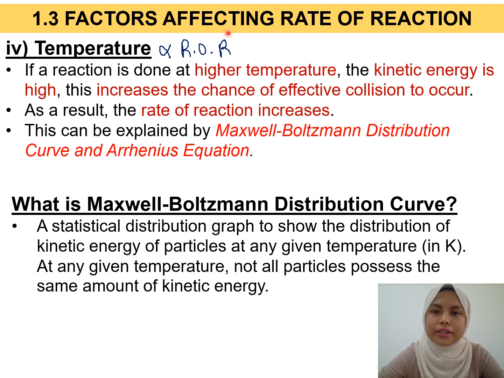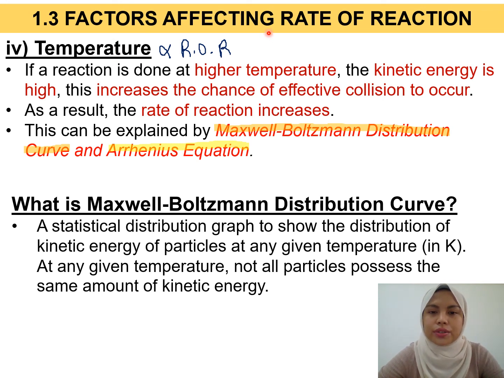Okay, so pasal temperature yang affect the rate of reaction ni, it can be explained more by doing the Maxwell-Boltzmann distribution curve or Arrhenius equation. Okay, so Maxwell-Boltzmann distribution curve akan menerangkan pasal faktor temperature affect the rate of reaction, also Arrhenius equation. Okay, so these two things ialah dua benda yang berbeza, tapi these two things akan masing-masing ada explanation dia yang unique about how the temperature affect the rate of reaction.